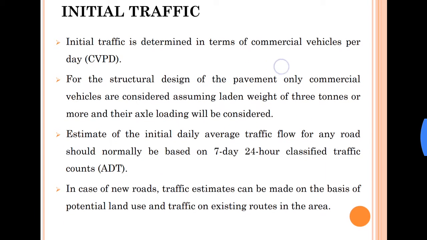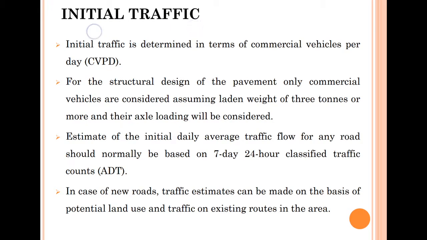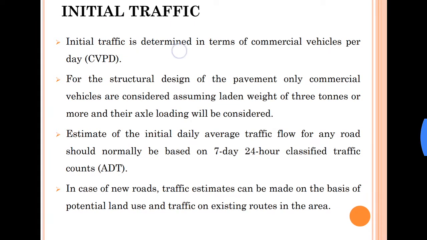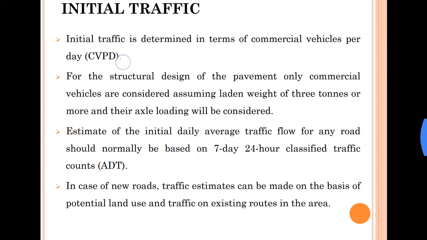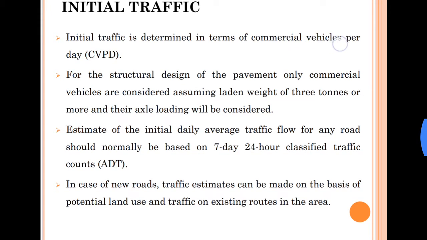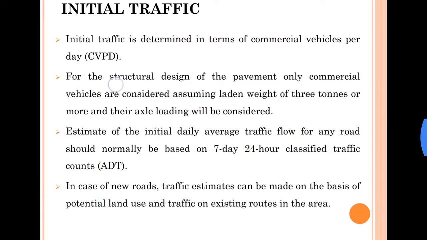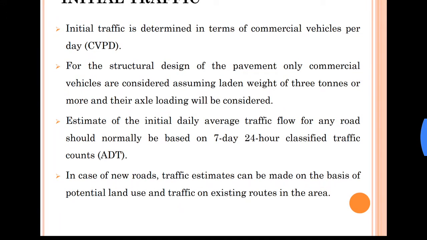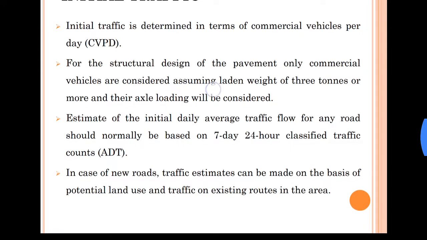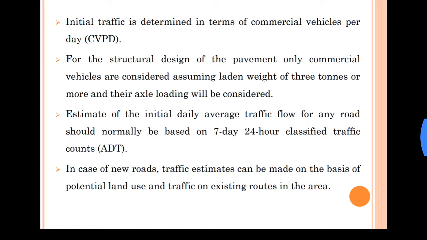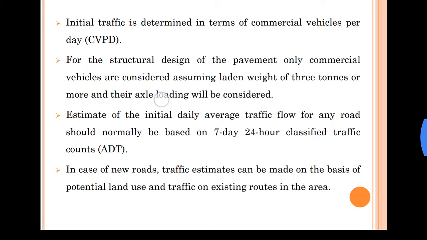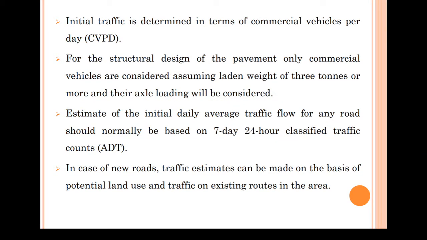So in this, the first one was initial traffic. Initial traffic is determined in terms of commercial vehicles per day. Okay, so what is the number of commercial vehicles that are using that road per day? For the structural design of the pavement, only commercial vehicles are considered, assuming laden weight of 3 tons or more, and their axle loading will be considered. Okay, so for the structural design of the flexible pavement, only the commercial vehicles are to be considered.